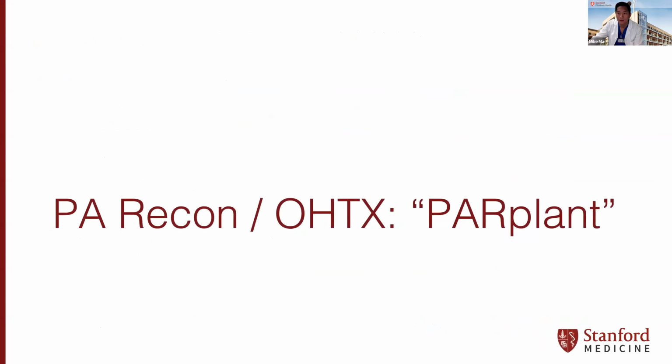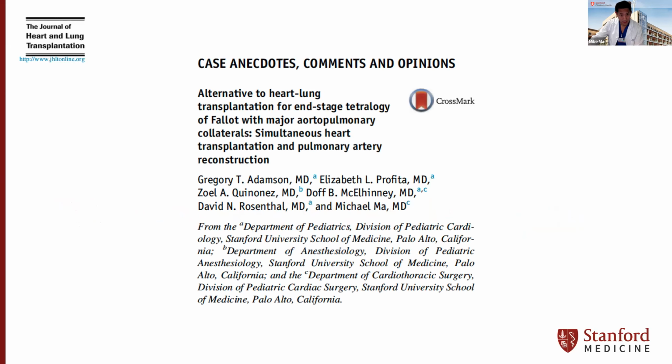But we were kind of loath to try to do an isolated PA reconstruction in a patient with massive RV dysfunction. So we thought of perhaps combining the two procedures. So we tried our very first simultaneous extensive pulmonary artery reconstruction with replacement of the heart, in hopes that we would get a heart into a patient with a low enough PVR. This was reported maybe in 2021 in JHLT as a case report. I think we've done one or two more cases since then.